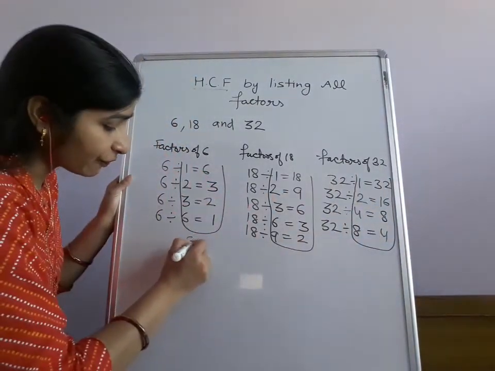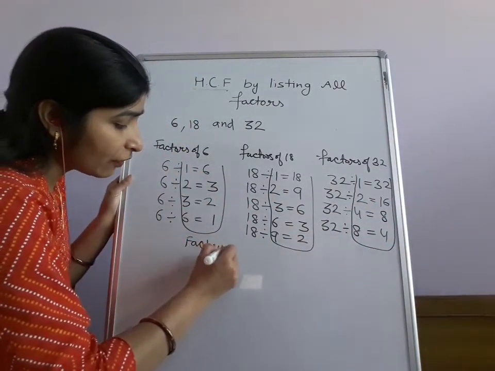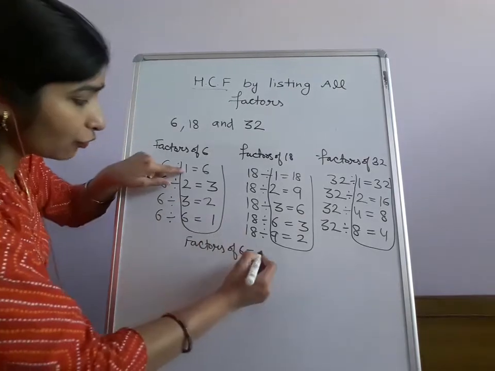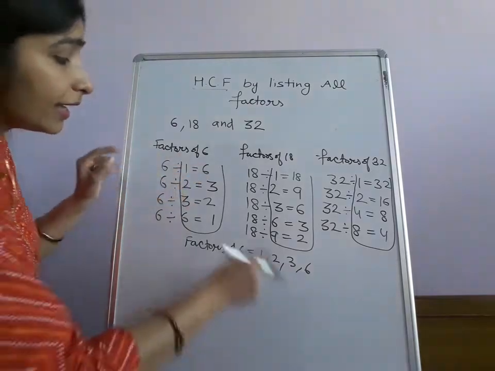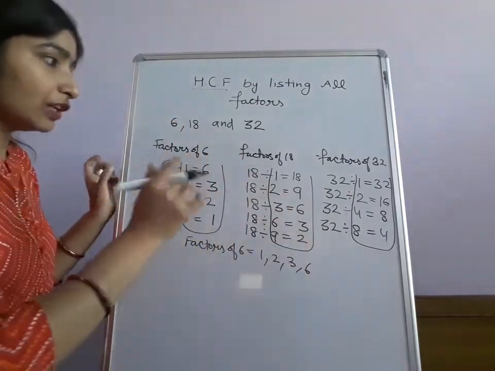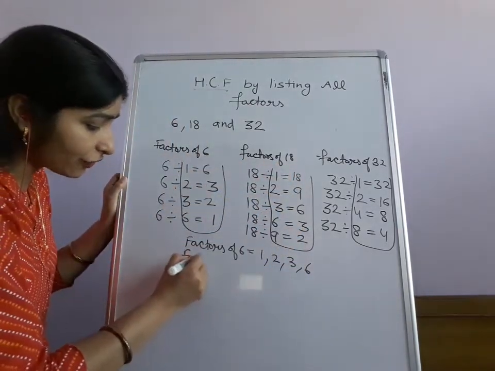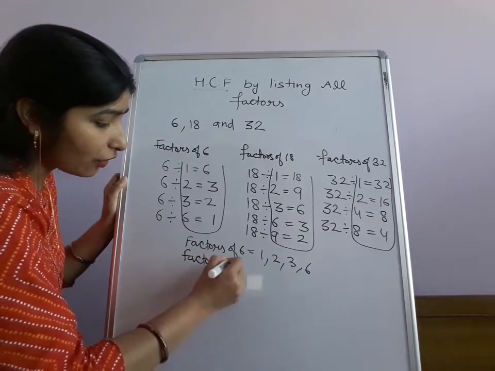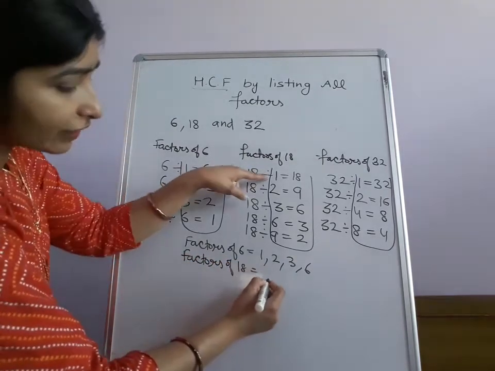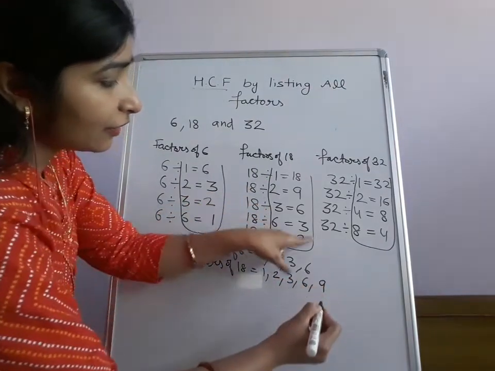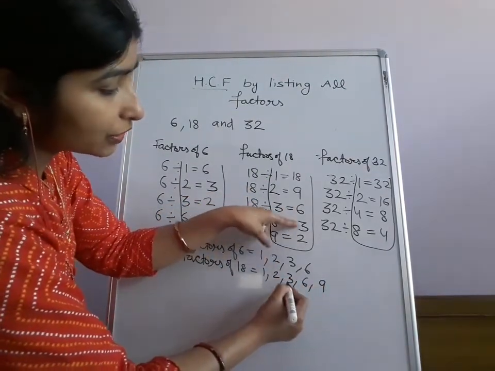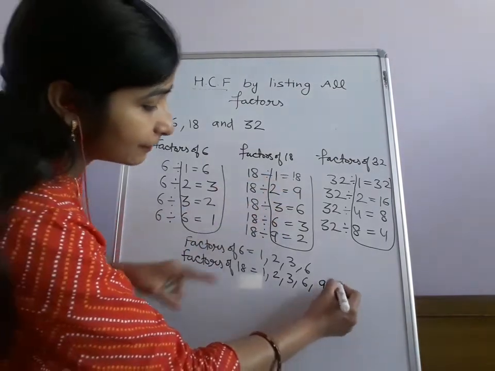Now we will write factors of 6. Factors of 6 is equal to 1, 2, 3, 6. Okay, and this is repeated again, so we will not write again. Now factors of 18. What are the factors? 1, 2, 3, 6, 9. You will move, you have written 2, 3, 6, 9, now 18.